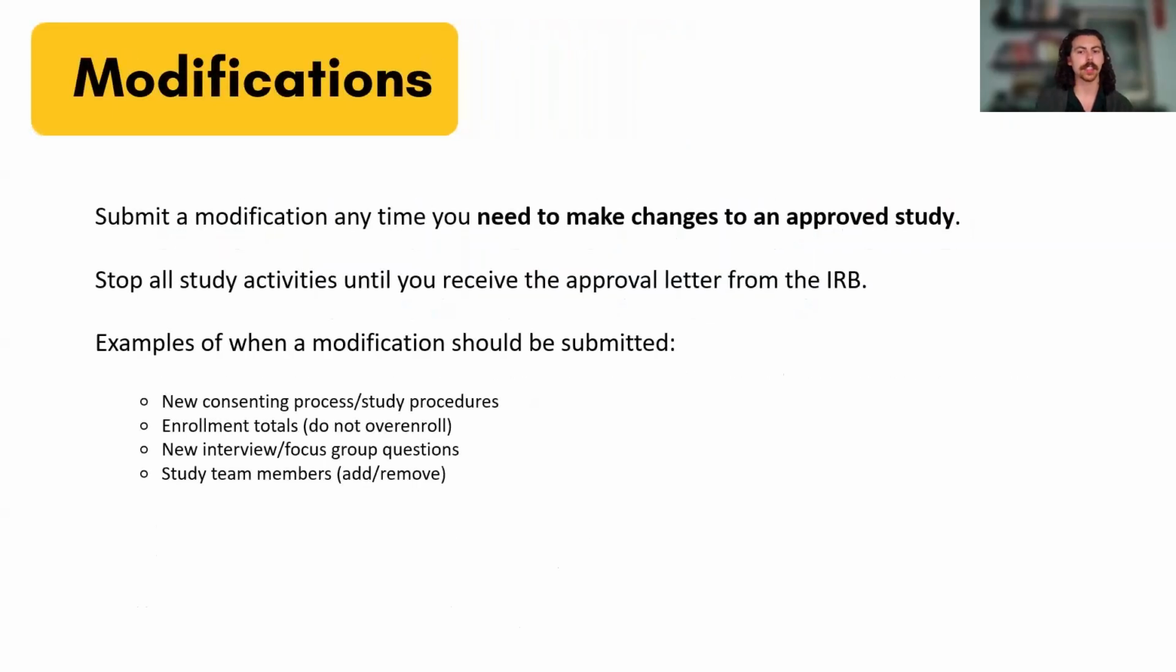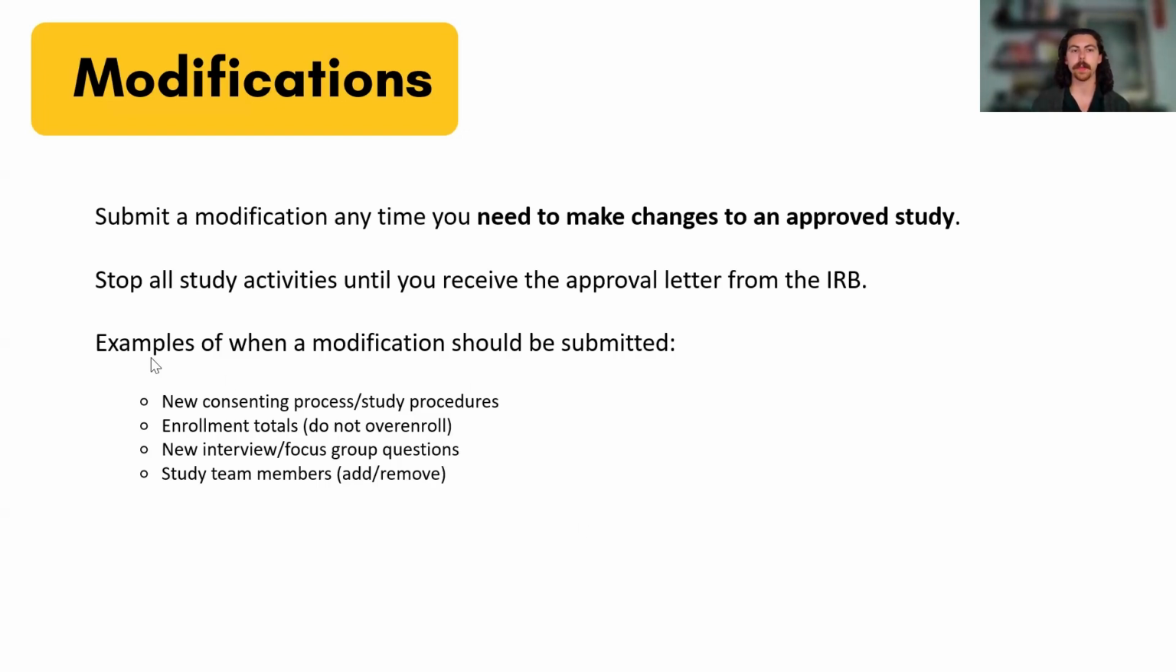Now, modifications. A modification is required anytime you need to make changes to your approved study. So let's say you get approval to do your survey research and you get a couple responses and you realize, oh, I need a different question, or I need to rework these questions to work for me. You will have to submit an official modification to the IRB to get those questions approved. So just keep that in mind.